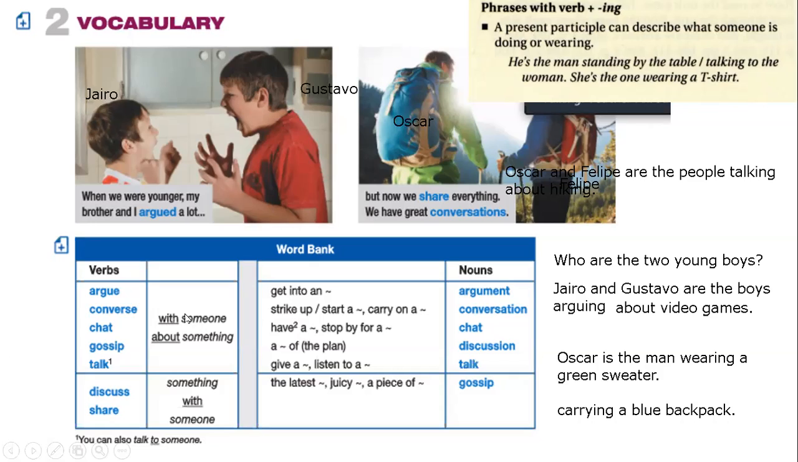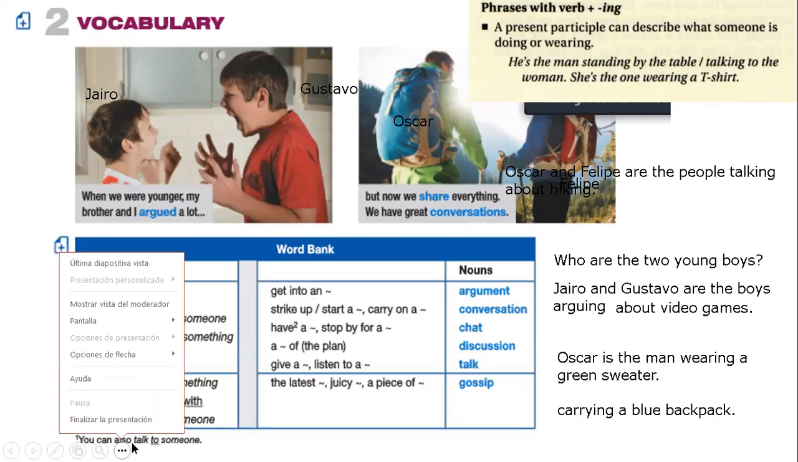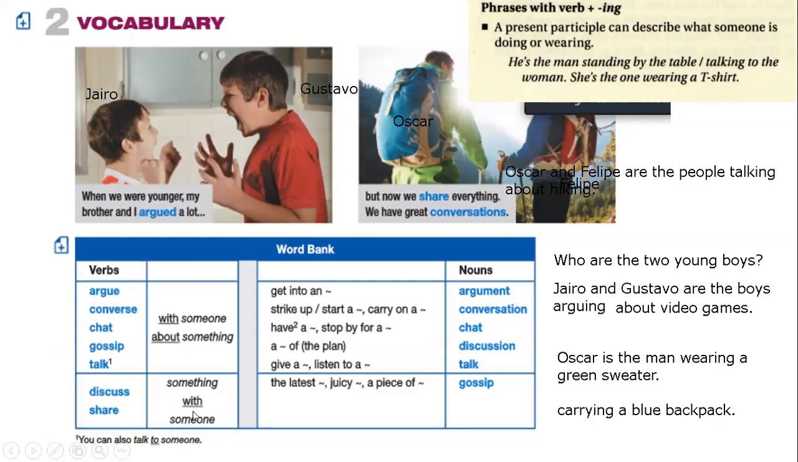Argue con una persona sería argue with someone, talk with someone. But also you can say talk to someone. Okay, it's possible. Share something or share something with someone. Okay, share this message with the students. Okay, discuss education with my students.